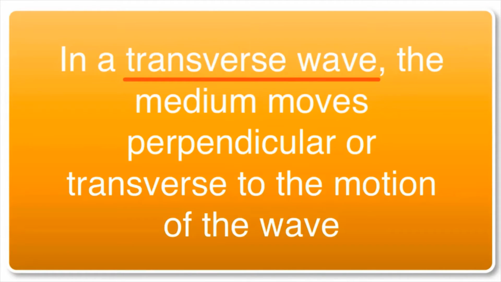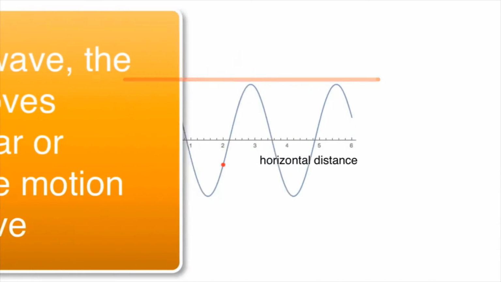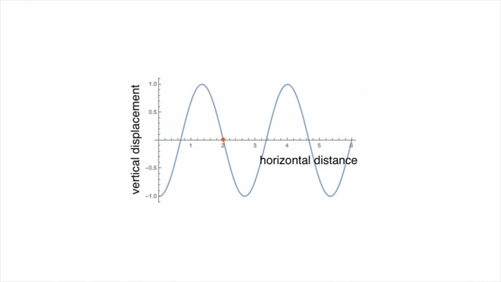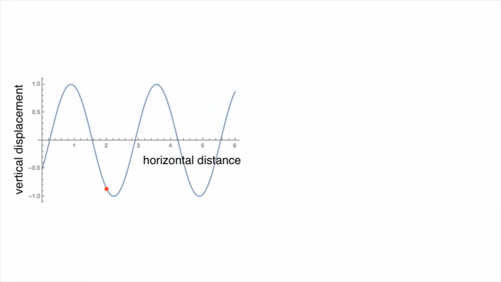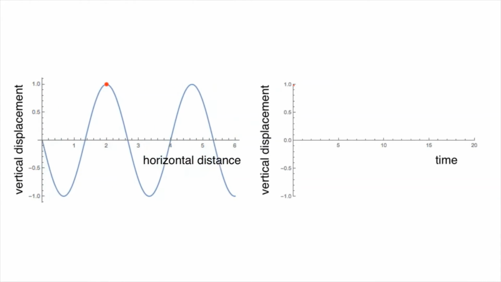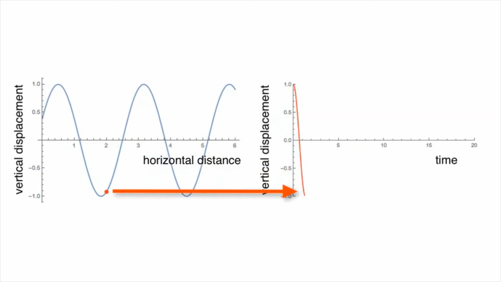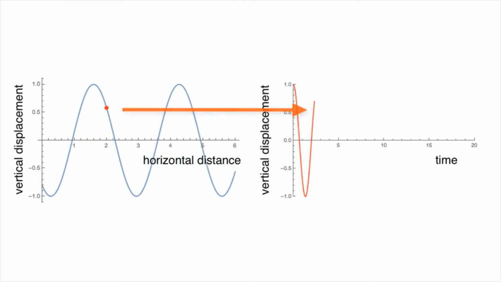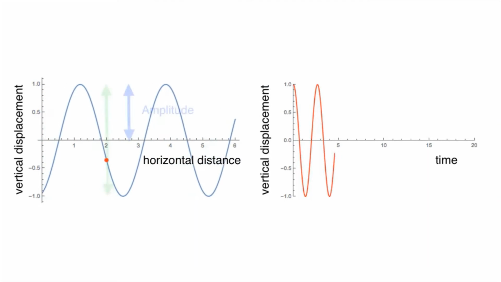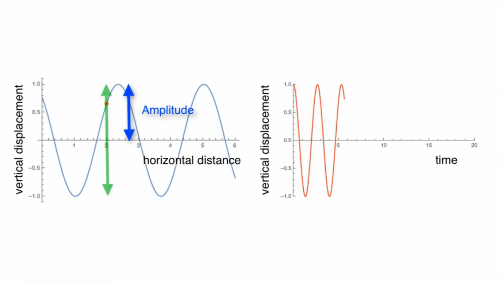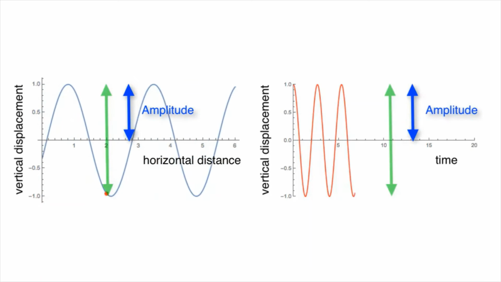Let's focus upon the transverse motion of the medium. The medium which the wave passes through is going up and down in time, and we can trace out its motion in a plot of displacement versus time. This looks a lot like the curve in a displacement versus distance plot. We can still identify the amplitude. It's half the total up and down displacement that the particle or molecule undergoes.